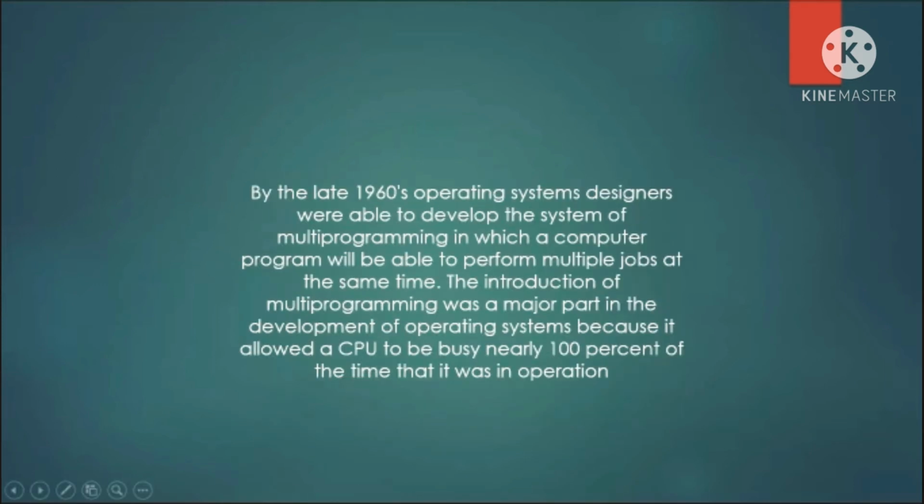By the late 1960s, operating system designers were able to develop a system of multiprogramming, with which a computer would be able to perform multiple jobs at the same time. The introduction of multiprogramming was a major part in the development of operating systems because it allowed the CPU to be busy nearly 100% of the time that it was in operation.